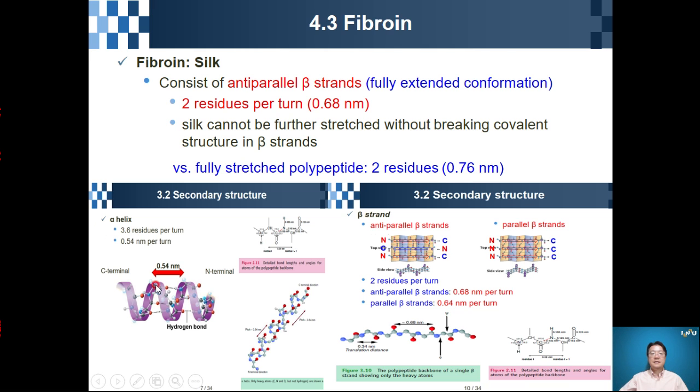However, the alpha helix is not fully extended, because one turn consists of 3.6 residues but only progresses 0.54 nanometer. So, for example, alpha helix can be stretched, but antiparallel beta strand cannot be stretched. Silk cannot be further stretched without breaking covalent structure in the beta strands. So it means that silk is very stable.